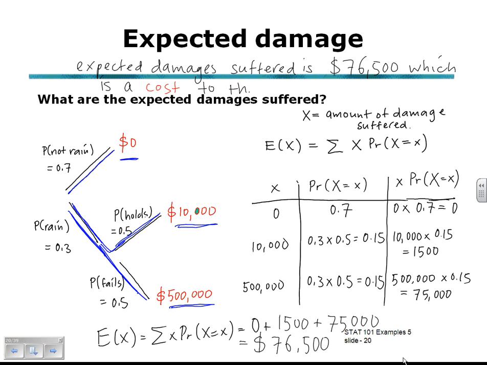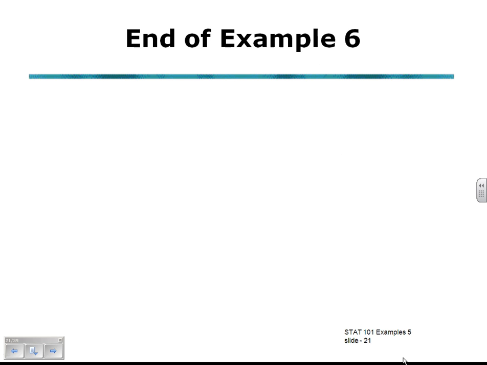The expected damages suffered is $76,500, which is a cost to the company. And this is the end of example 6.